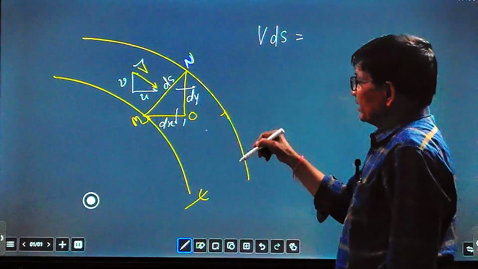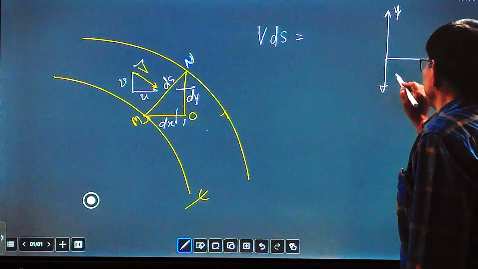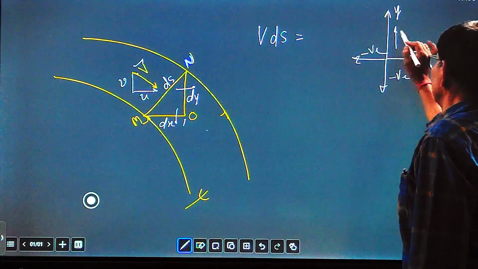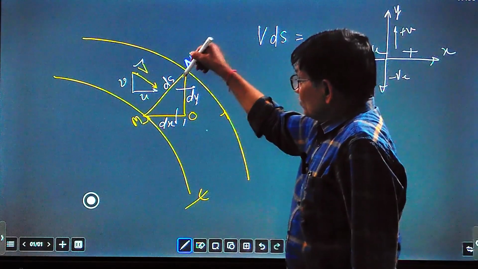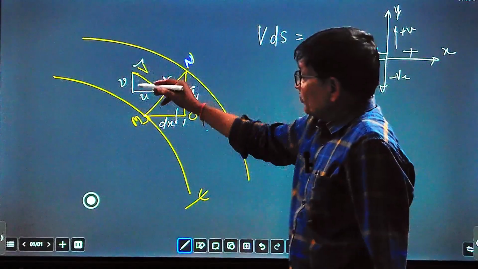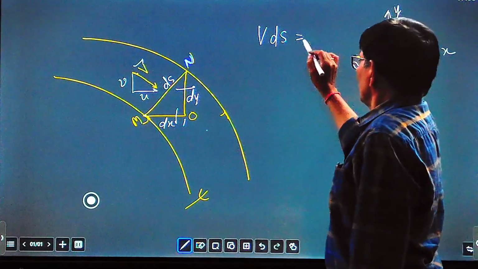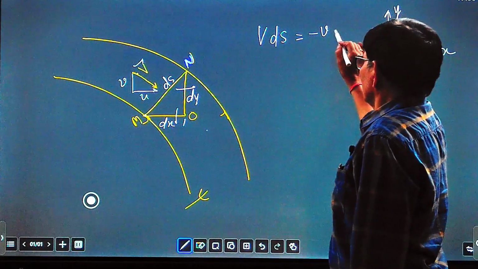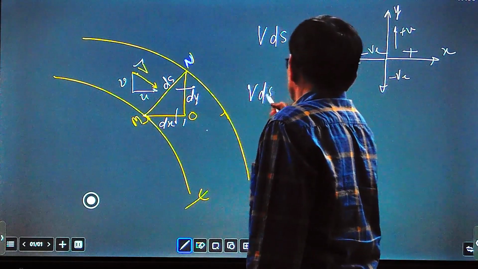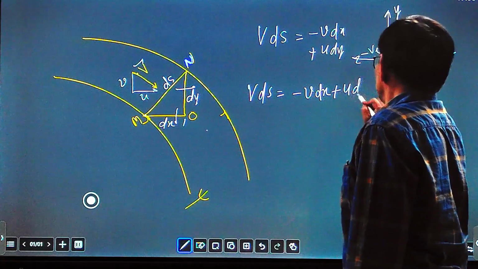V is negative because it is downward. We have taken directions like this, X and Y. Anything below is taken negative, anything on this side is taken negative, anything on this side is taken positive. So due to V, it will go down, meaning flow occurring across MO due to velocity V, and flow occurring across ON, which is due to U, is equal to minus V into dx plus U into dy. So V into ds equals minus V into dx plus U into dy.